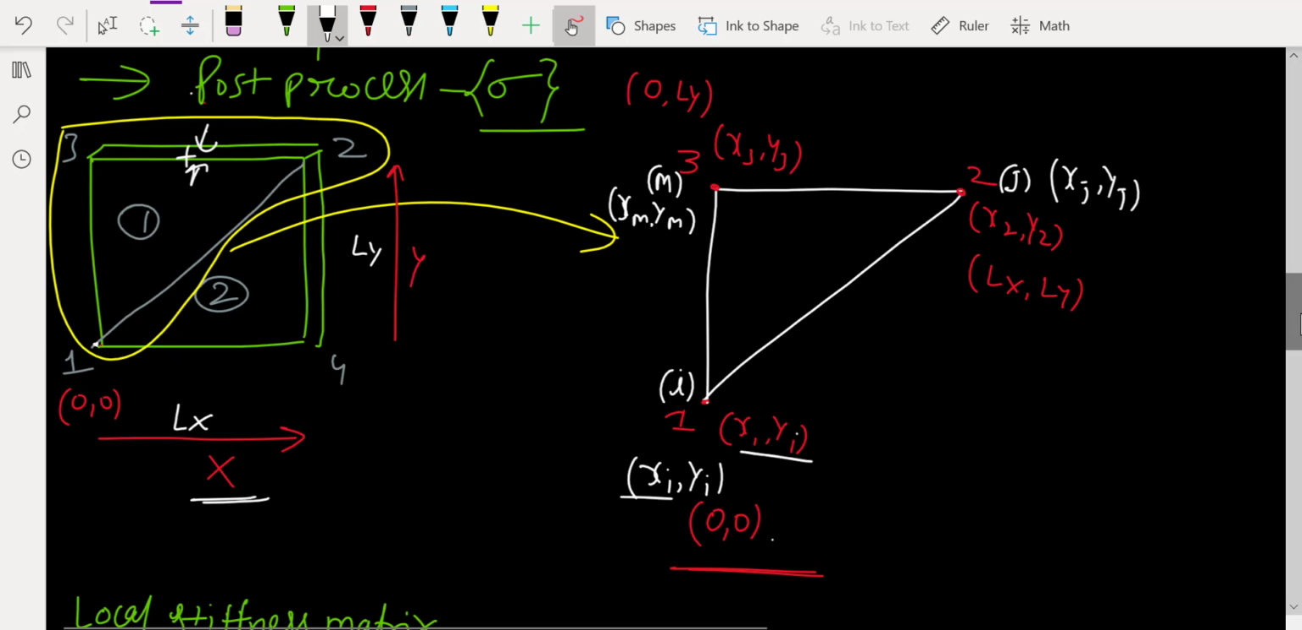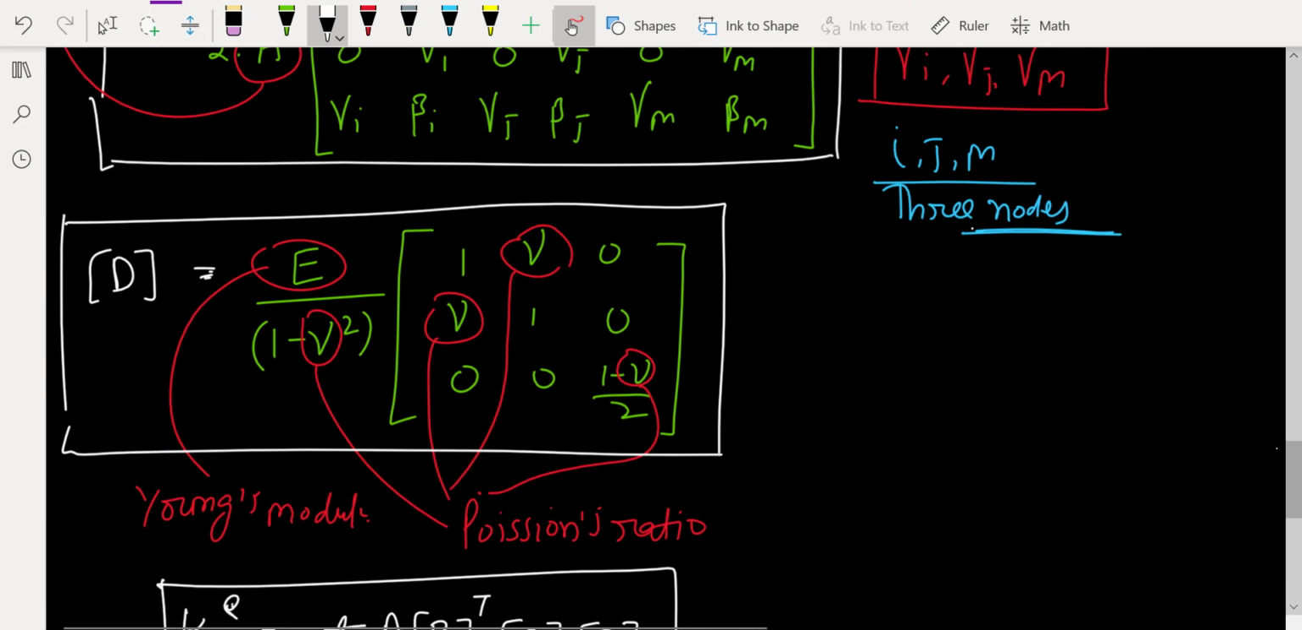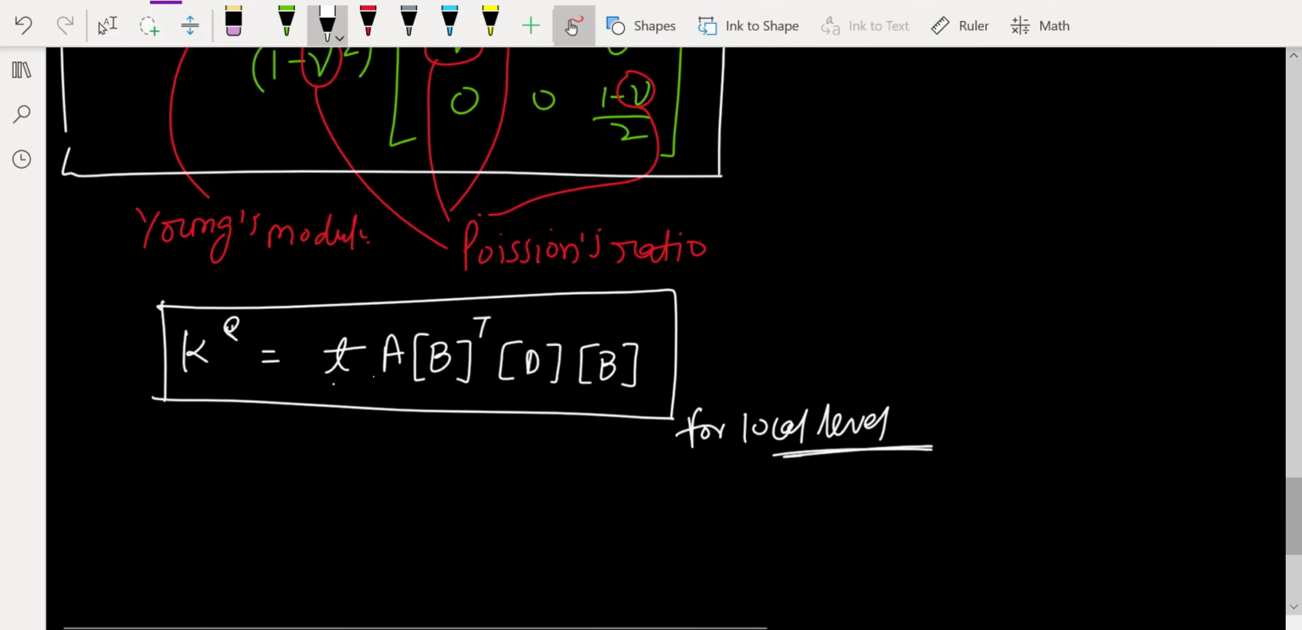So you compute T, A, and then the gradient matrix B, and then at last you have to find out D. D is the stress strain relation matrix. So here you have E over 1 minus nu squared, where nu is Poisson's ratio and E is Young's modulus or elasticity. Once you have the thickness, area, B matrix, transpose of B, and the stress strain matrix D, you multiply and simplify, then you have the local element matrix for one element.